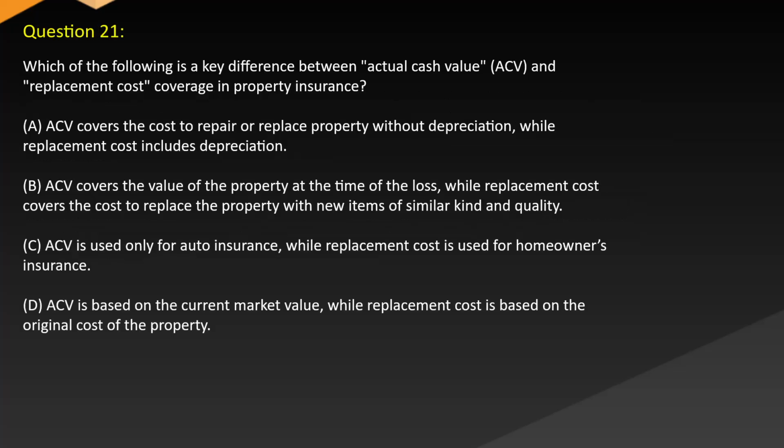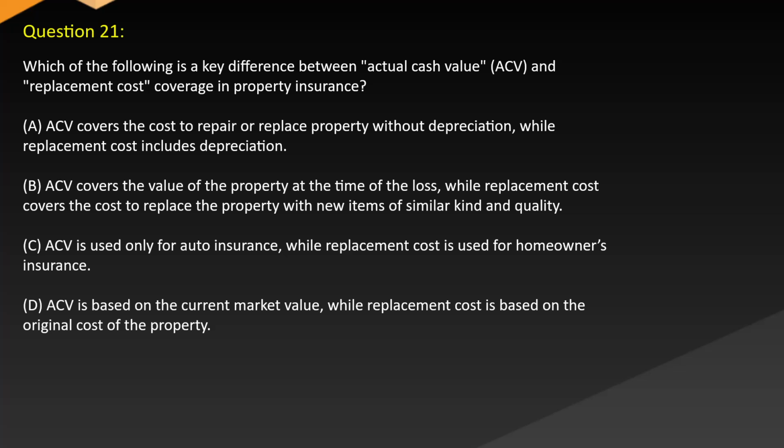Question 21. Which of the following is a key difference between actual cash value and replacement cost coverage in property insurance? A. ACV covers the cost to repair or replace property without depreciation, while replacement cost includes depreciation. B. ACV covers the value of the property at the time of the loss, while replacement cost covers the cost to replace the property with new items of similar kind and quality.